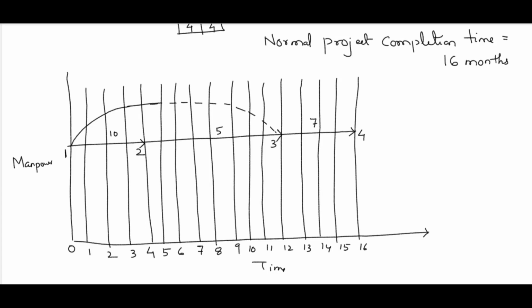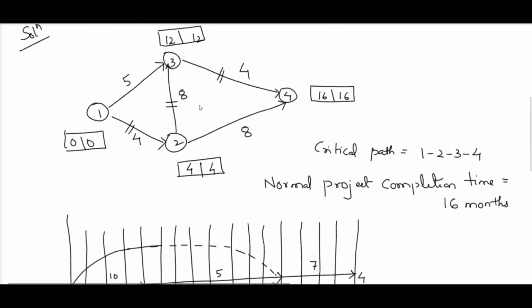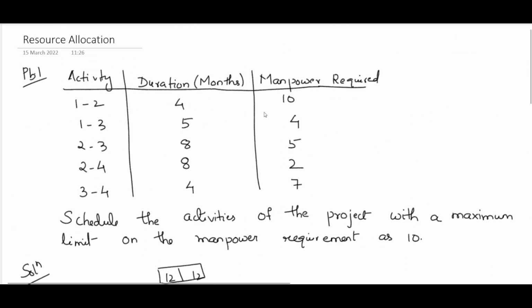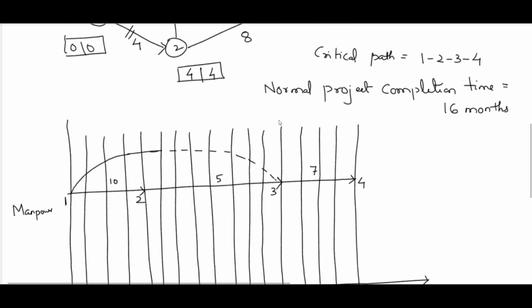So it is 1, 3, and what is the manpower requirement of 1, 3? The manpower requirement is 4. So we will write 4 here. So it takes 4 as manpower.